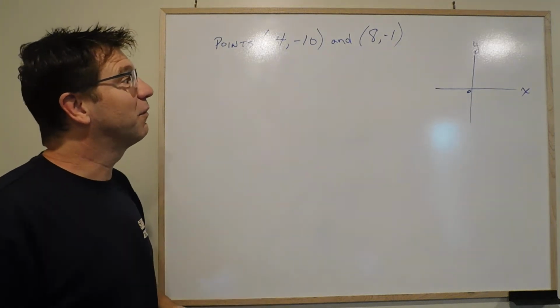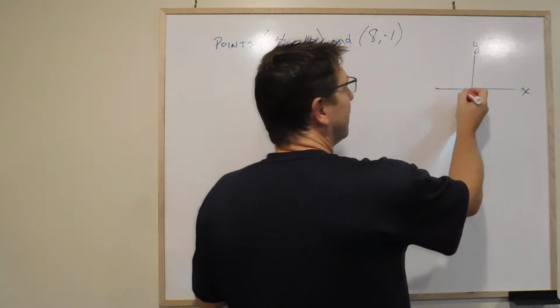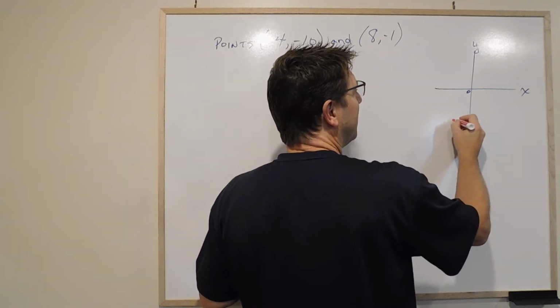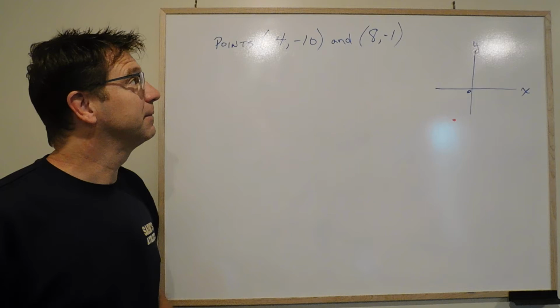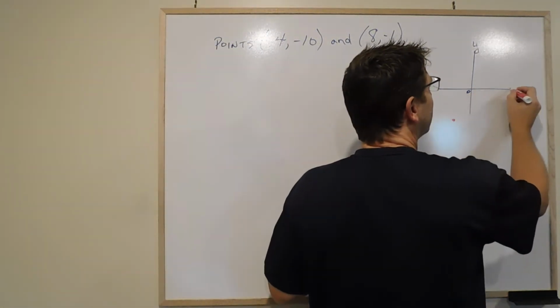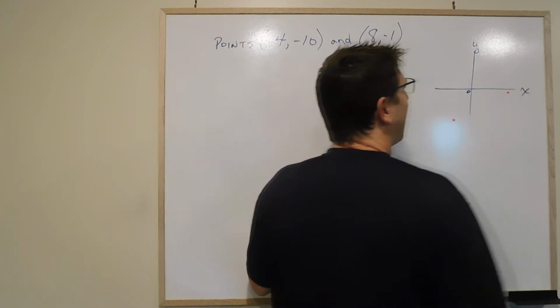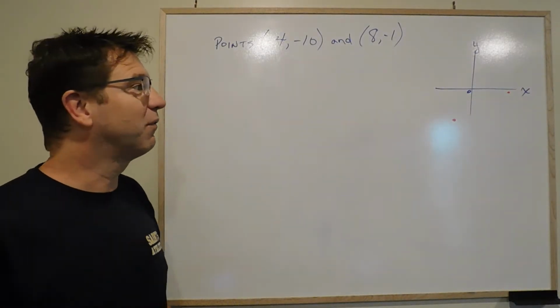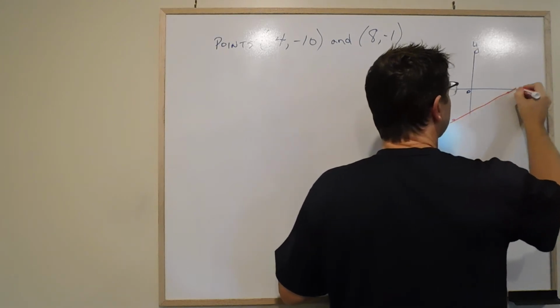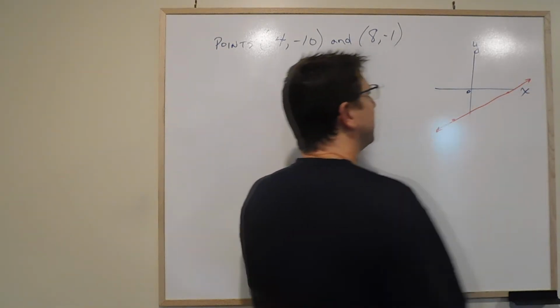We know that -4, -10, right? -4 on the x, -10 on the y would be somewhere here in quadrant 3. And 8, -1, so 8 would be way out here, -1 down there. That would be somewhere there in quadrant 4. So visually, this line would look like that.